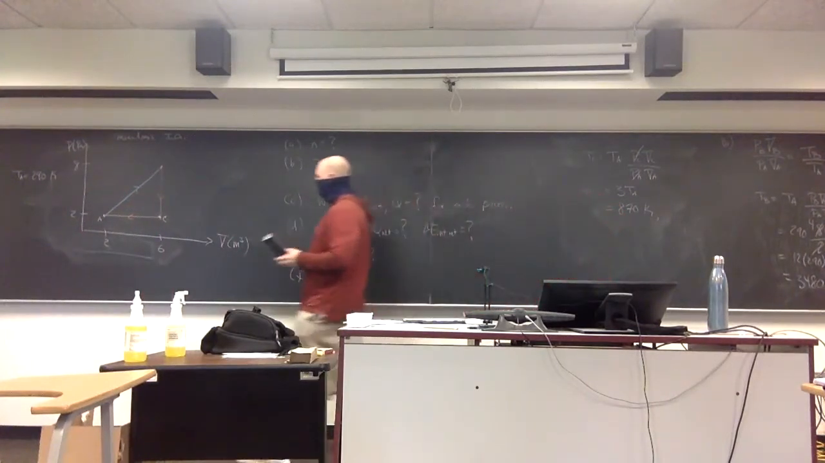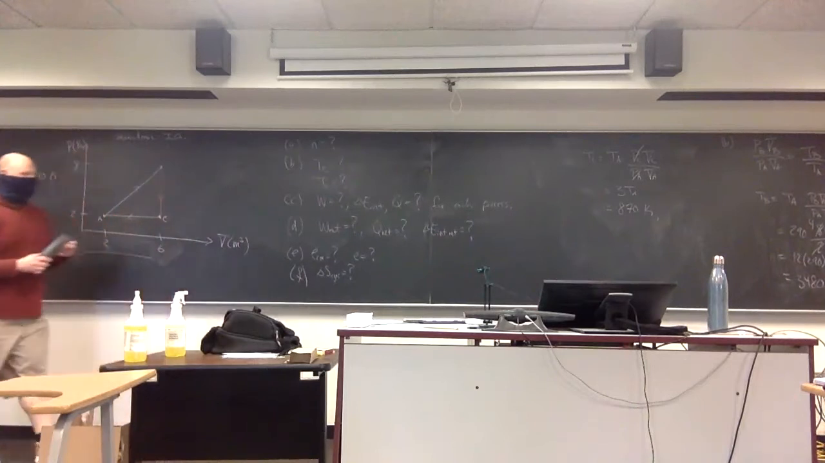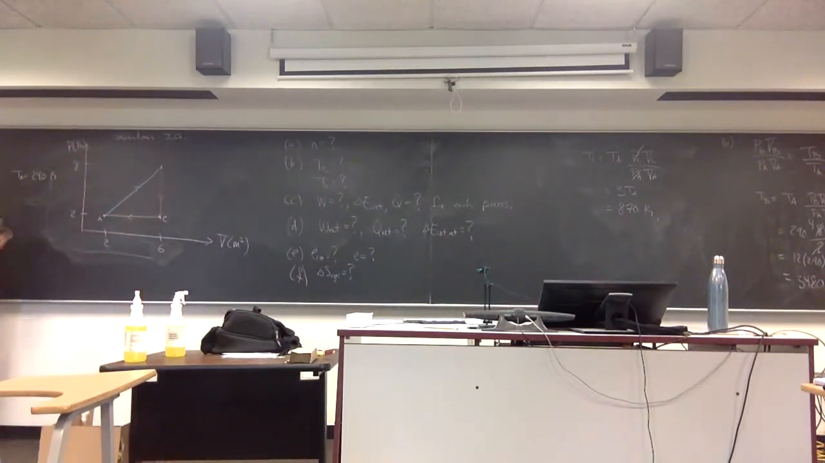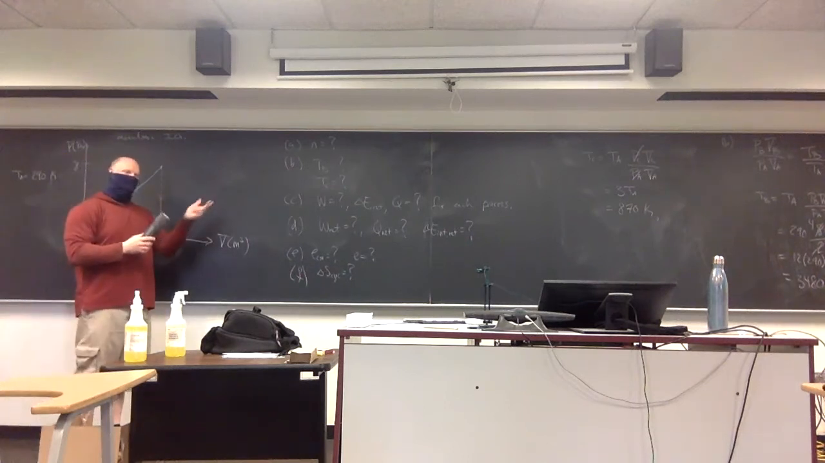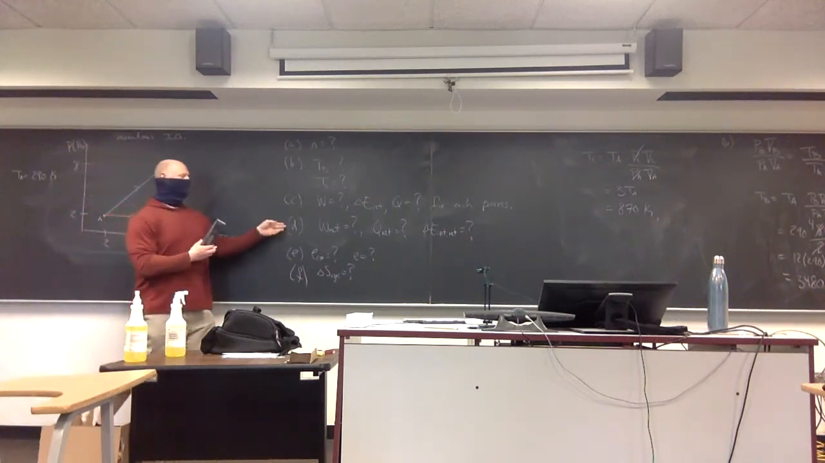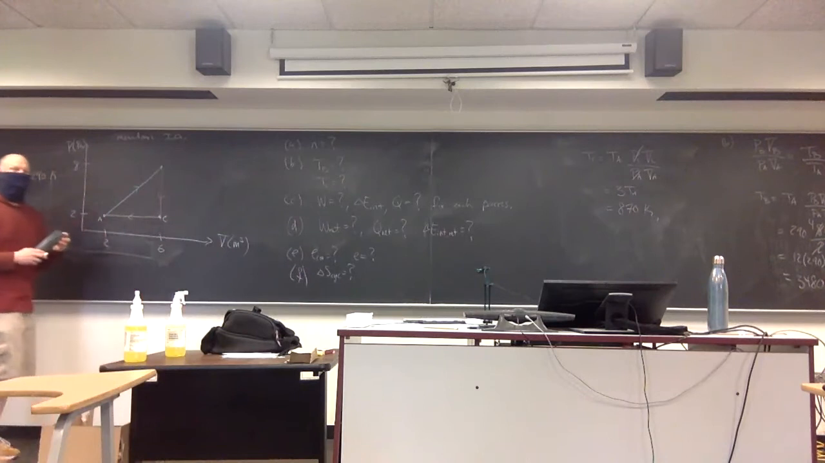Next part is calculate the work, the change in internal energy, and the heat for each of the 3 processes. Basically what we're going to have to do is go through each process, calculate each one of these things individually for each process. And then in part D, we're simply going to add them all together and then see what happens.